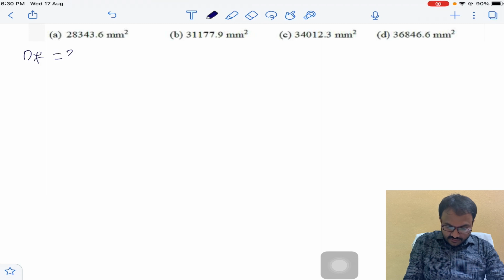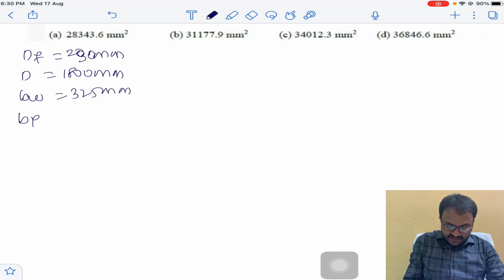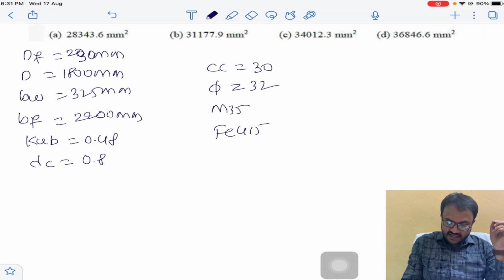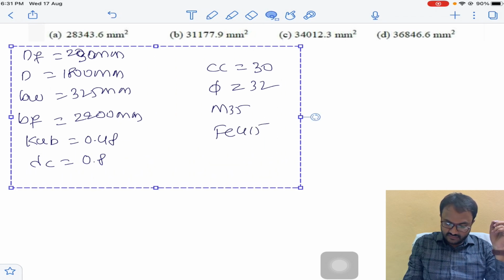That is DF is equal to 230 mm and D is equal to 1800 mm and BW is equal to 325 mm and BF is equal to 2200 mm and KUB, that is neutral axis factor, and lambda C, stress reduction factor. So KUB is equal to 0.48, stress reduction factor is 0.8. Along with this, clear cover 30 mm, diameter of the bar he is using is 32, and M35 and Fe415 steel. So this entire data he has given.